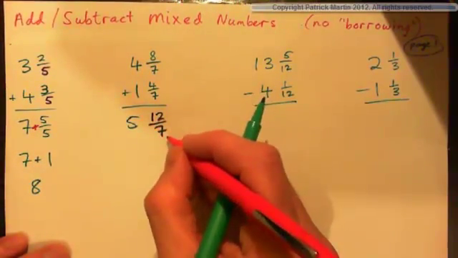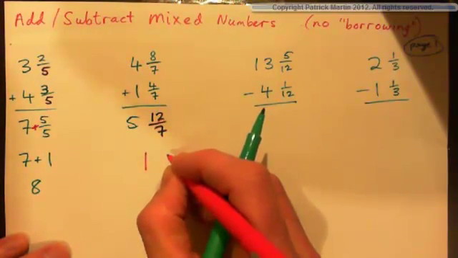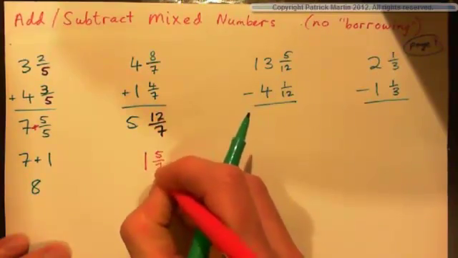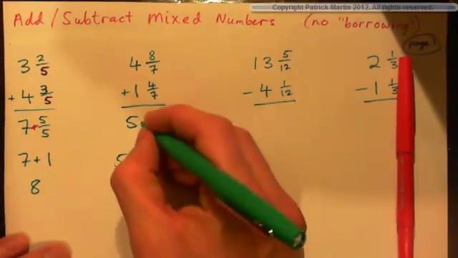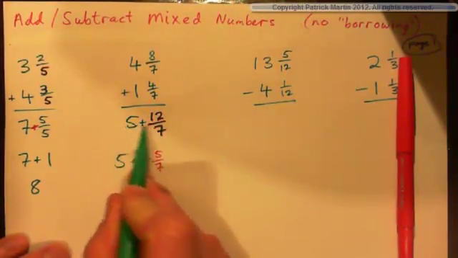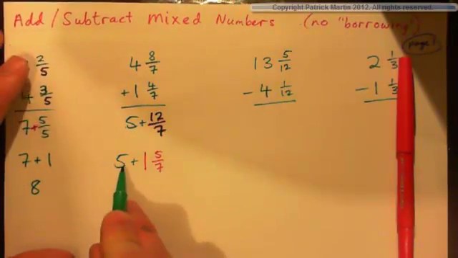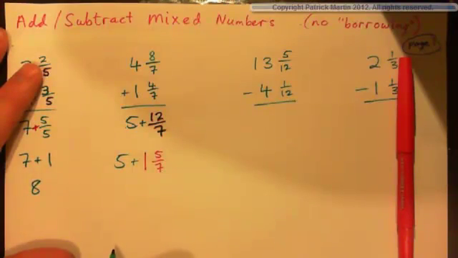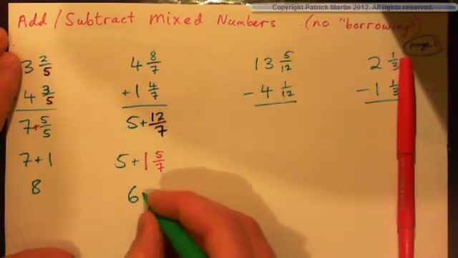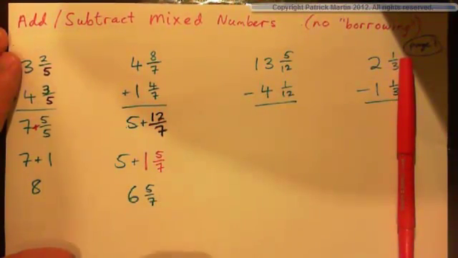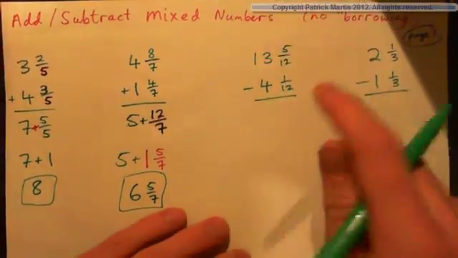Now the 12/7 becomes what? We can turn that into a mixed number. 7 into 12 goes once, remainder 5, so 1 and 5/7. We still have this other 5 here, because there could be a plus sign between these. 5 and 12/7 is 5 plus 12/7. So what's 5 plus 1 and 5/7? Any idea? Isn't it just 6 and 5/7? Yep, 6 and 5/7. That was it.